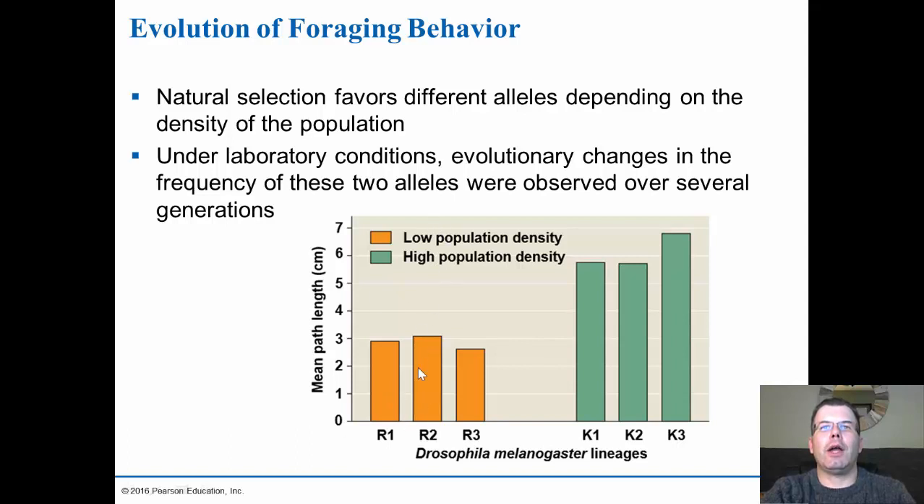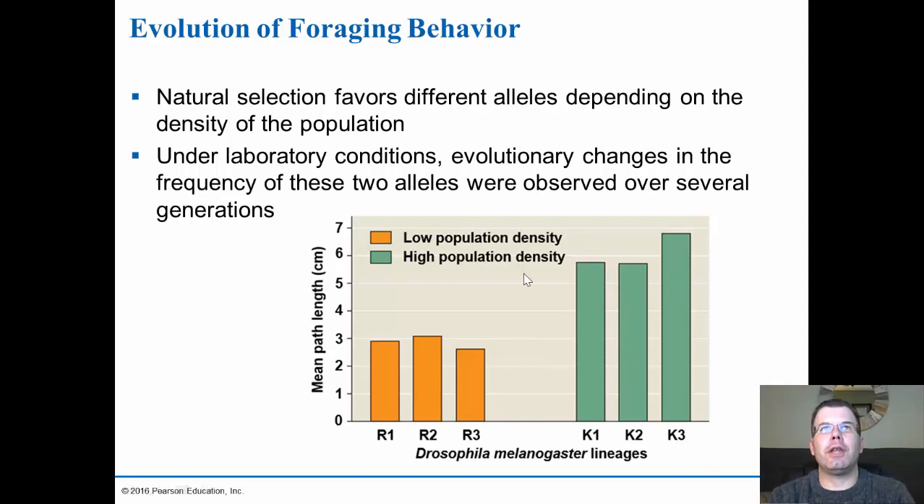So when you had a low population density of rovers, they did not go as far as the sitters did when you put them in high population densities. Again, when they were put in high populations, they started to rove, and where they weren't, they started to sit. So the spatial situations also played a role. Even though they had these different genes, the R1, R2, R3 lines in low population densities did not rove because they were in a low density population, whereas the sitters, these here, actually roved because they're in high population densities.